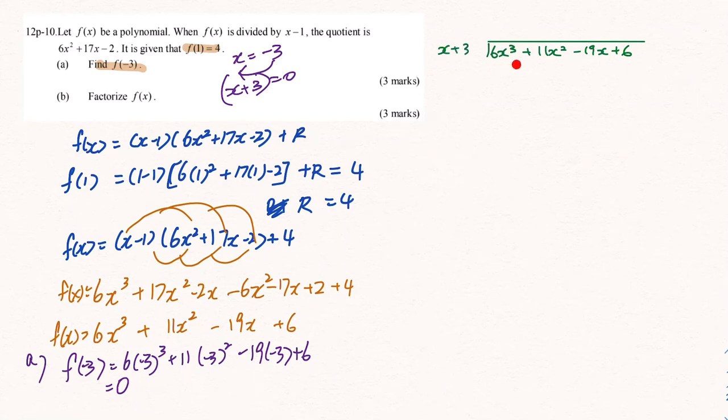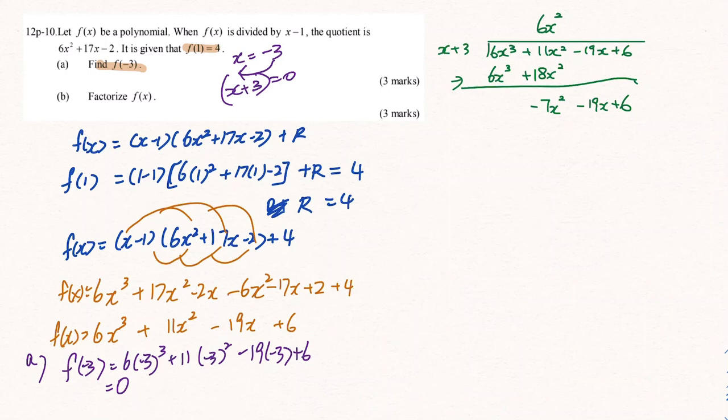x times what is 6x cubed? Yes, we need a 6, and we also need a square. So 6x squared. And now that we have done x times 6x squared, we also can't leave this 3 alone. So 3 times 6x squared, we get 18x squared. And then there's a hidden minus. 6 minus 6 is 0. 11 minus 18 is negative 7x squared, minus 19x plus 6.